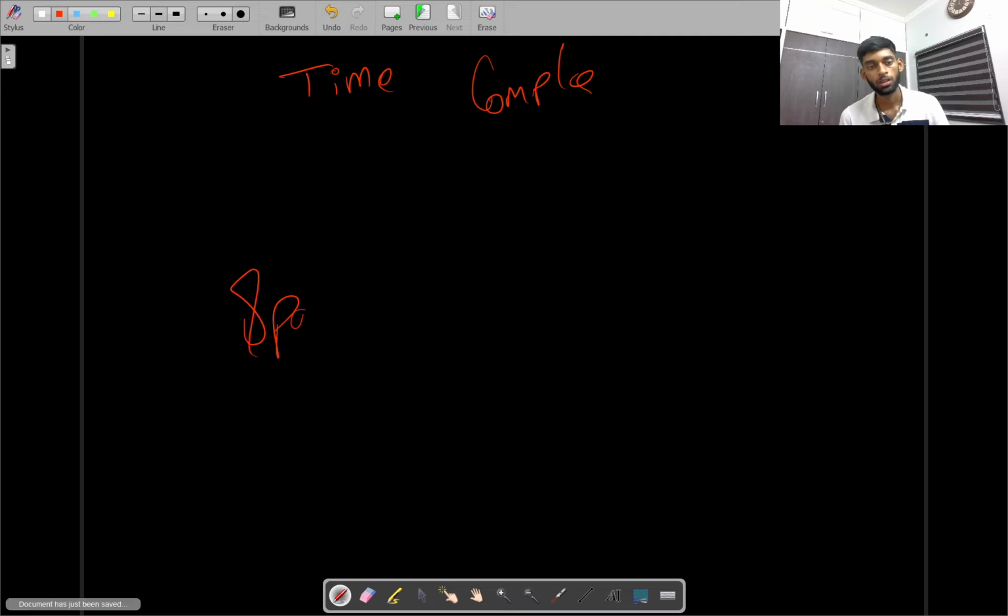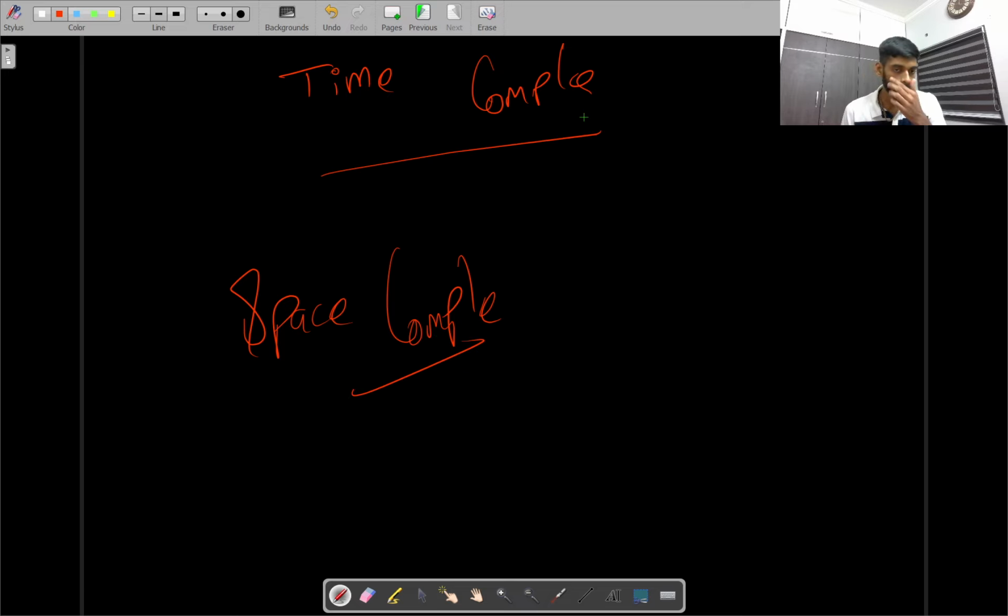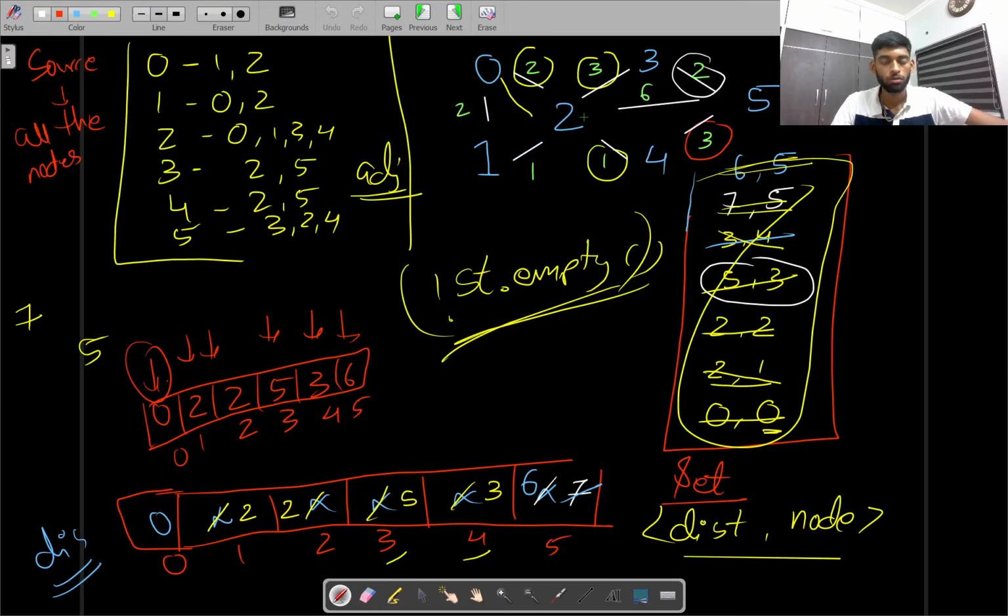Now time complexity. What will be the time complexity and what will be the space complexity? See, I think let us code first, then we will understand the complexities later. This was the adjacency list, and have a look at this for a while. If any queries, you can just rewind the video and go through that particular part.